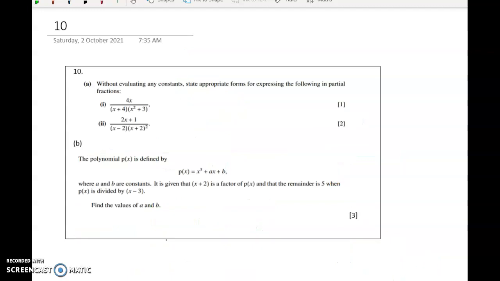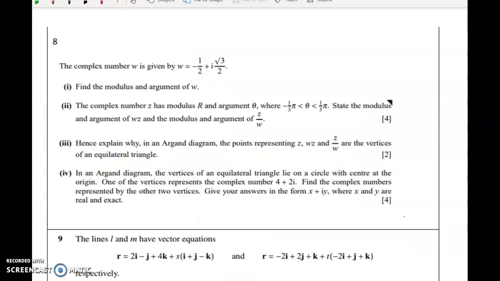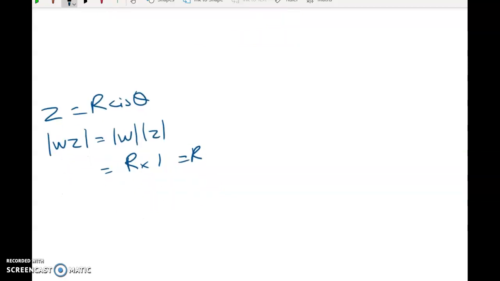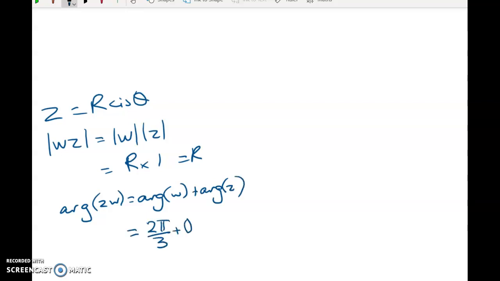Let's have a look again at the question. Right, so now we've got this mysterious generic complex number. z is modulus r and arg theta. And we have to go through and find wz and z over w. Okay, so z is r cis theta. We can use the result that we're going to multiply the moduli, and so we've got r times 1, which is just r. And the argument of zw is equal to arg z plus arg w. So that's 2 pi on 3 plus theta.